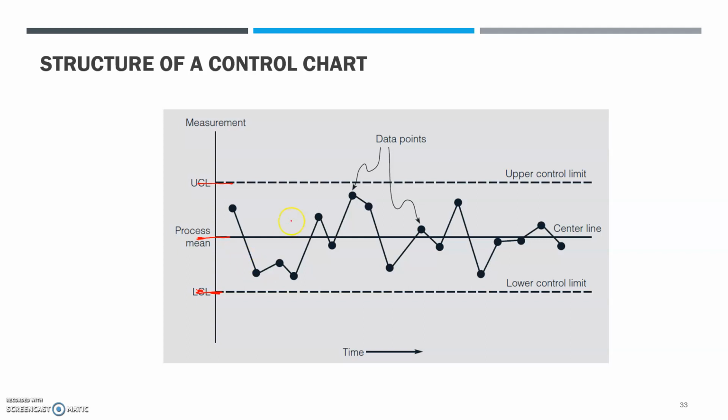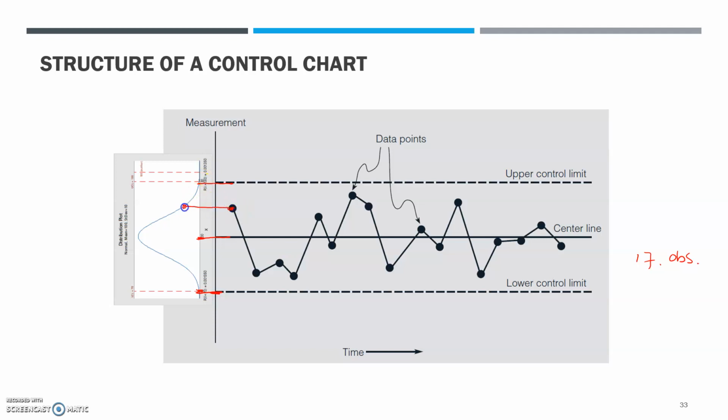Here I'm seeing 17 observations. All 17 observations are staying within the 3 standard deviation range. If you take this one and plot it here, it's going to be somewhere here. If you take the second observation, it will be somewhere here. All of them, at least from this drawing, are falling within the control limit.